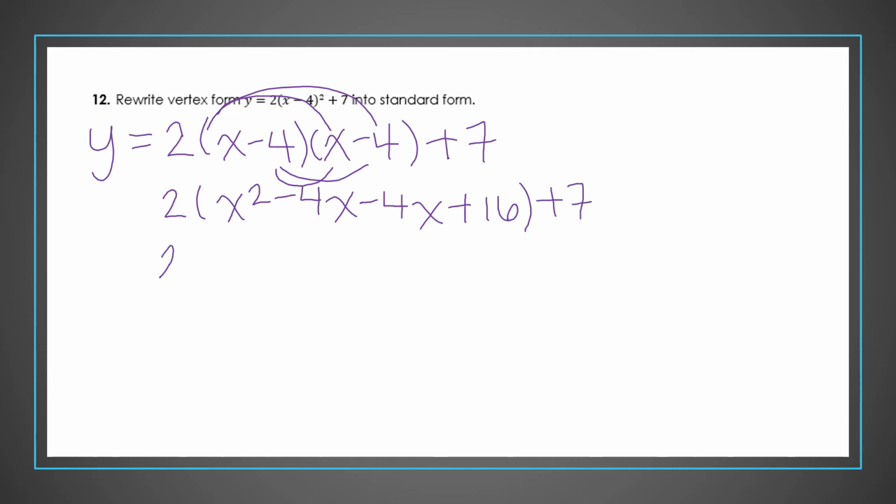Go ahead and combine like terms if you want. You don't have to. You can actually do the next step, but I like to go ahead and combine like terms just to clean it up a little bit. Negative 4x and negative 4x is negative 8x.